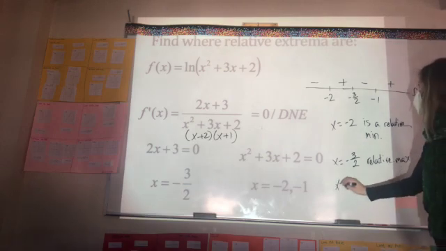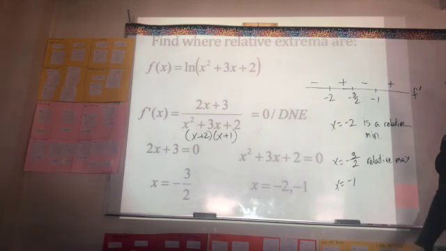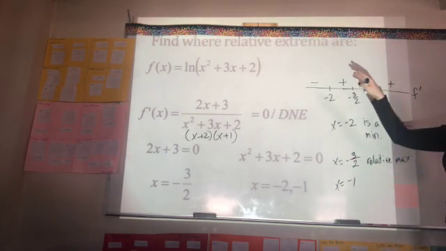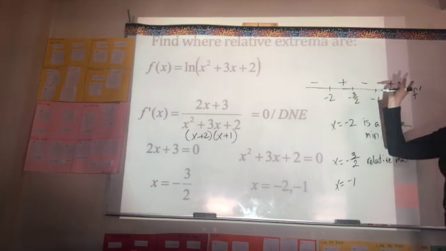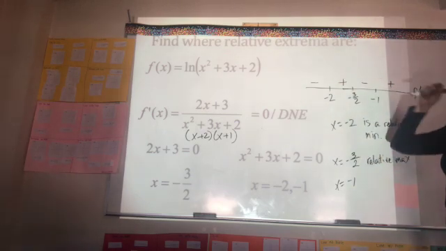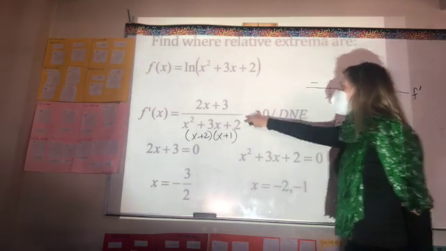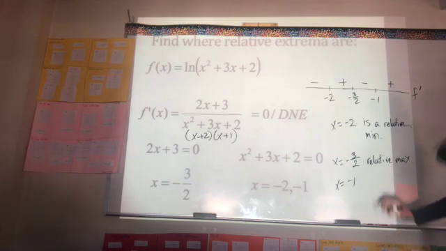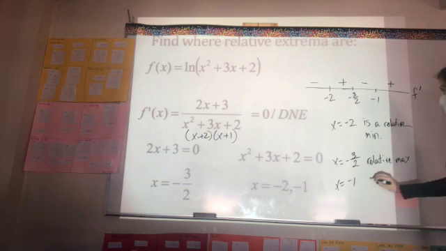Wait, what does the natural log have to do with it? Well, this is my original function. But for all these relative min and max problems, you only use the function in the first step and then you never use it again. This is different from absolute mins and maxes, where you plug into the original. The only thing you do is use this to take its derivative, and then you don't use it for the rest of the problem. Okay, and x equals negative 1 is a relative min.